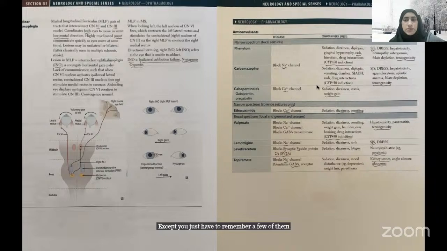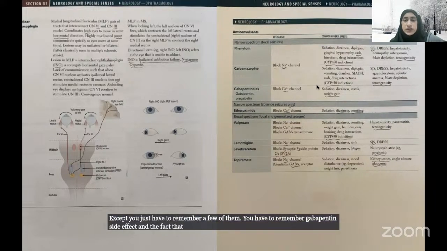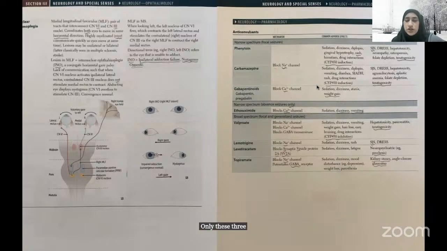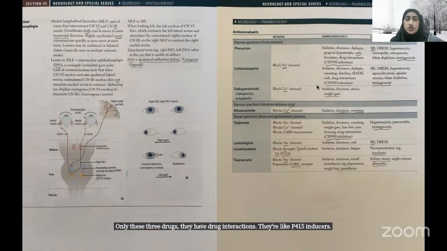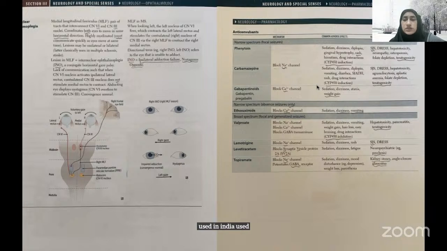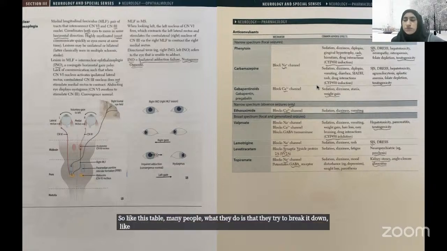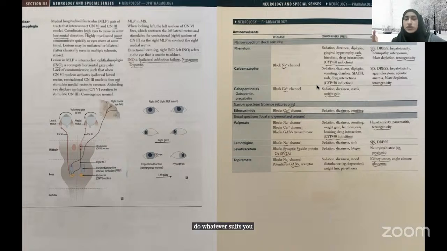You have to remember the gabapentin side effect and the fact that phenytoin, carbamazepine, and valproate, only these three drugs, have drug interactions. They're P450 inducers, used in CYP450 induction. So with this table, many people try to break it down, write it a few times, or try to memorize it through mnemonics. Do whatever suits you, but make sure you get your information correct.